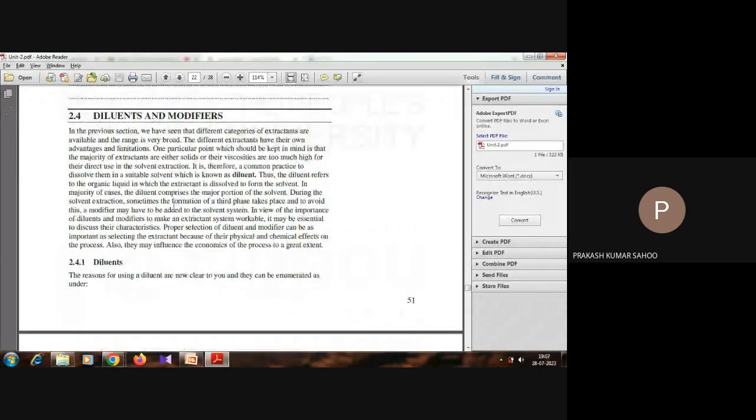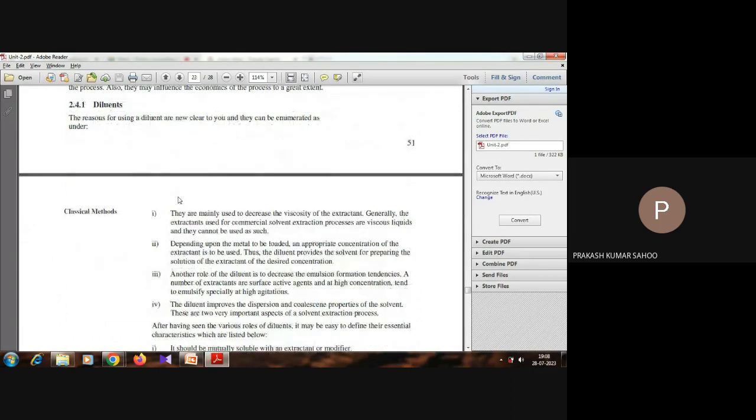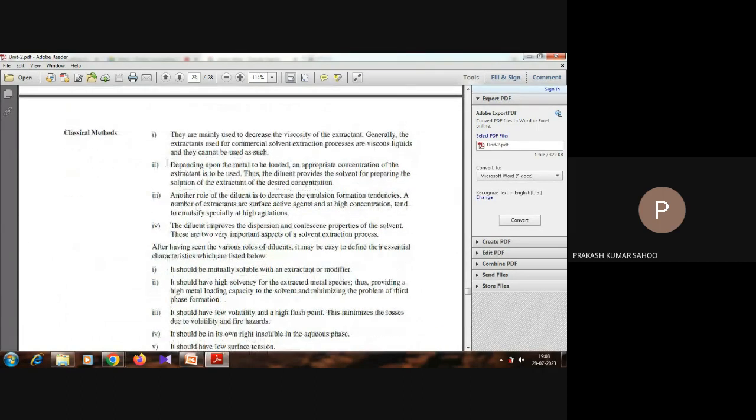So next will be our diluent and modifiers. Already we have discussed what the modifiers are, and diluent means it will dilute. So what are the roles? Now they are mainly used to decrease the viscosity. The diluent will decrease the viscosity.